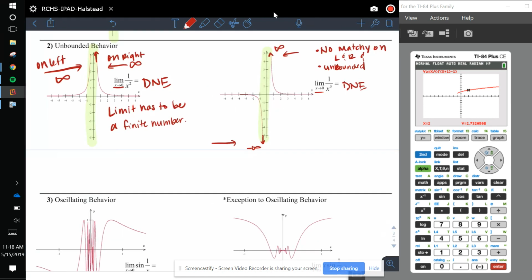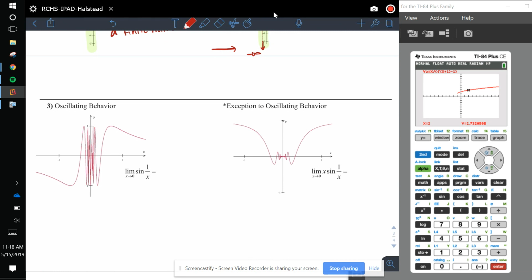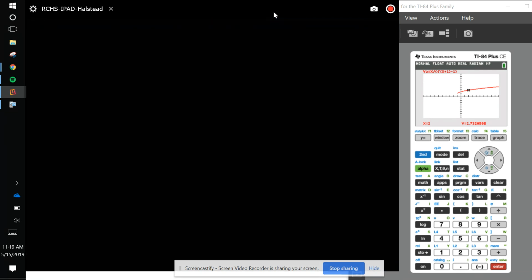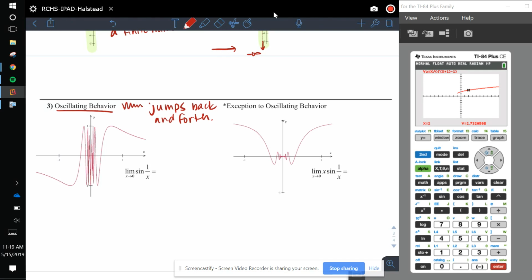This is a fun one. The limit does not exist when you have oscillating behavior, where it goes back and forth. This one jumps back and forth between 1 and negative 1: sine of 1 over x as x approaches 0. It's just jumping back and forth and back and forth, so the limit does not exist.